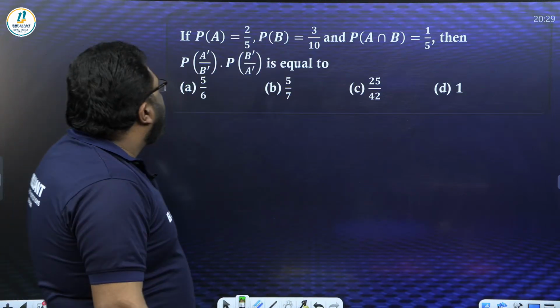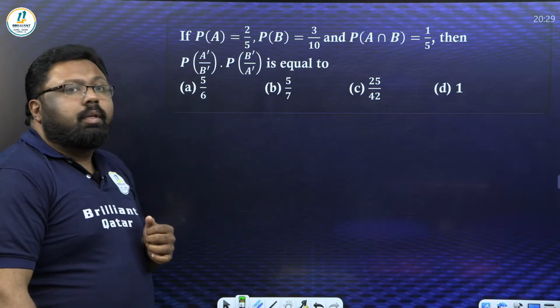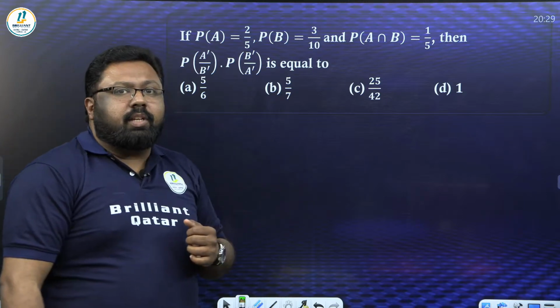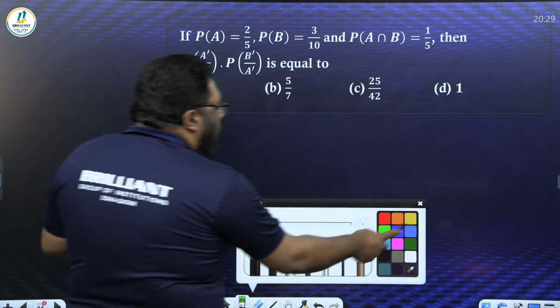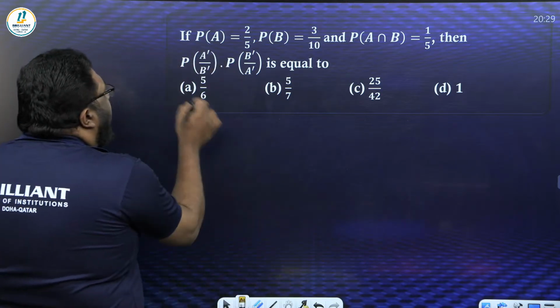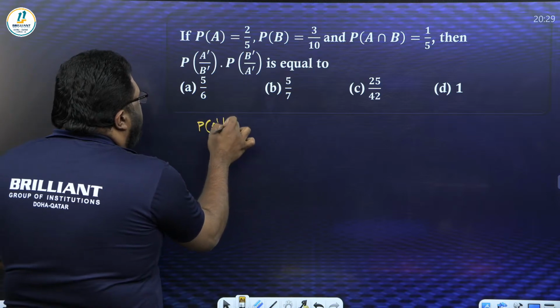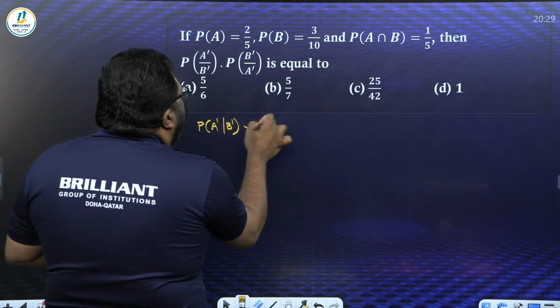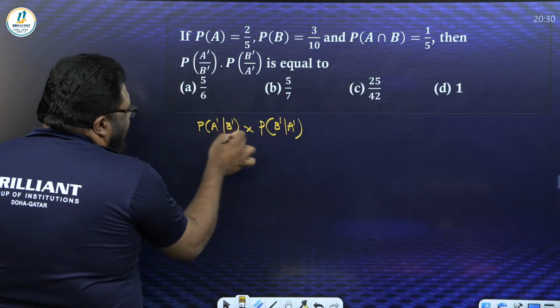Question number 14. P of A is equal to 2 by 5. P of B is equal to 3 by 10. P of A intersection B is equal to 1 by 5. So now I want to find A dash by B dash. So P of A dash by B dash multiplied with P of B dash by A dash. Okay, what is A dash by B dash?